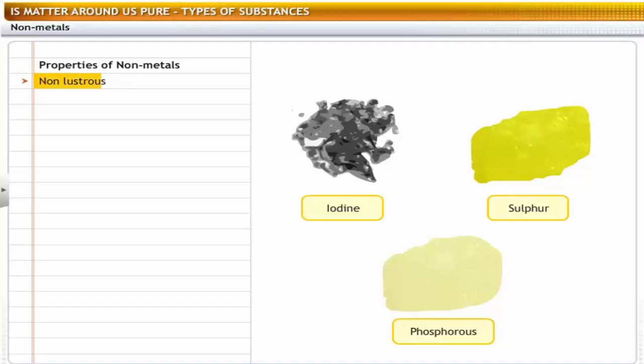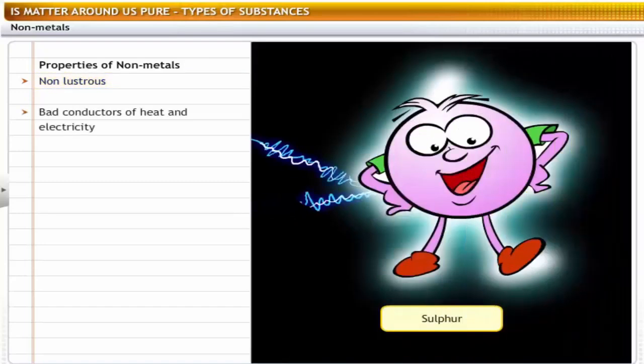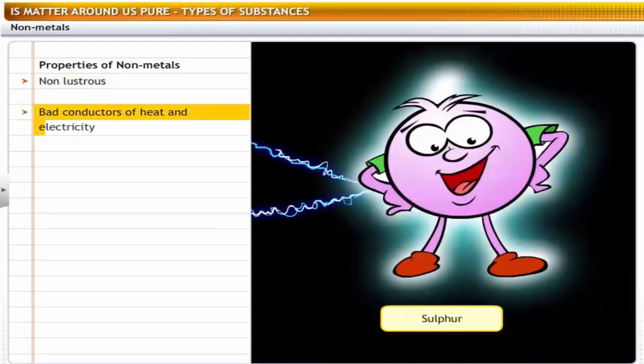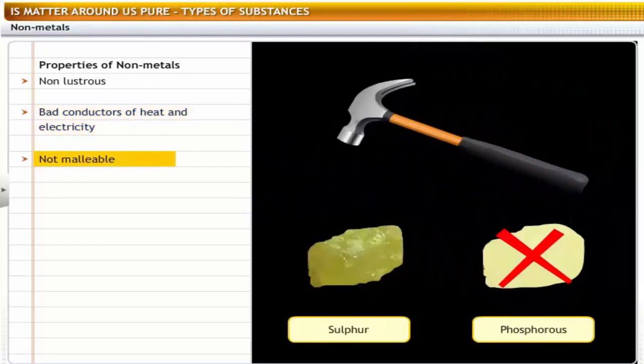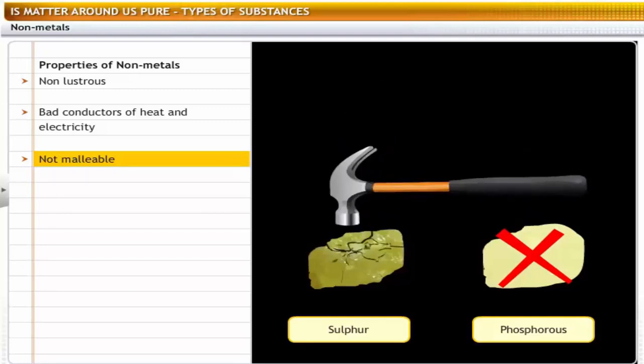Nonmetals usually show some or all of the following properties. They do not exhibit luster. Nonmetals are bad conductors of heat and electricity. They do not contain free electrons in them, so they do not conduct heat and electricity. For example, sulfur. They are not malleable. They cannot be drawn into sheets. For example, sulfur and phosphorus.